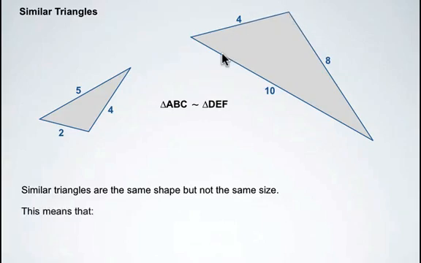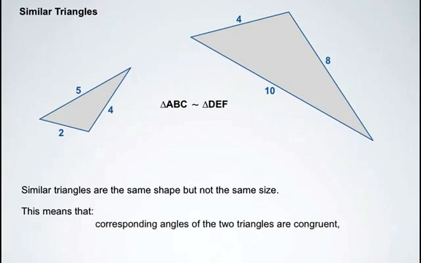For these two to be similar triangles, it would mean that the corresponding angles in each of the respective triangles would be congruent. They would be the exact same measure. So this angle measure in the first triangle would be the exact same as this angle in the second triangle. The measure of this one here in the first triangle would be the exact same measure as this one in the second triangle, followed by the third one, which would have the exact same measure in degrees as this one in the second triangle.